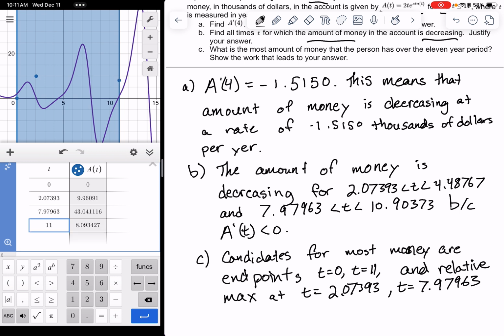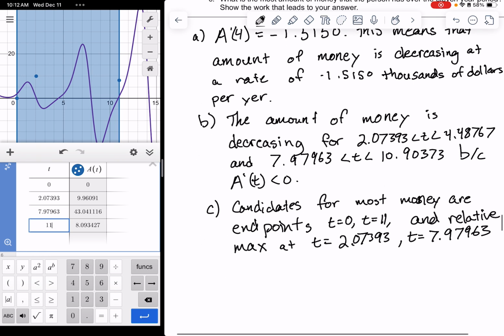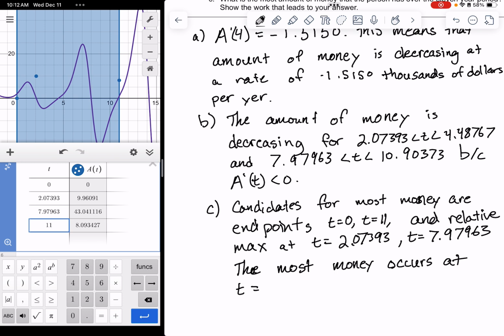And it's very clear that the most amount of money would have been at t equals 7.97963. So the most money occurs at t equals 7.97963 and it is $43,041.